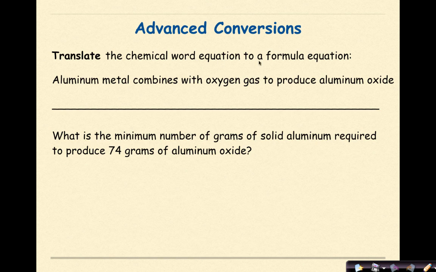Translate the chemical word equation to formula equation. Aluminum metal combines with oxygen gas to produce aluminum oxide. Okay, aluminum metal, Al, combines with plus oxygen gas, O2, to produce, arrow, aluminum oxide. I'm going to take a moment. I'm going to say, all right, aluminum is +3, oxygen is -2. I'm going to cross that down. That's going to be Al2O3. I know I have written the right equation.